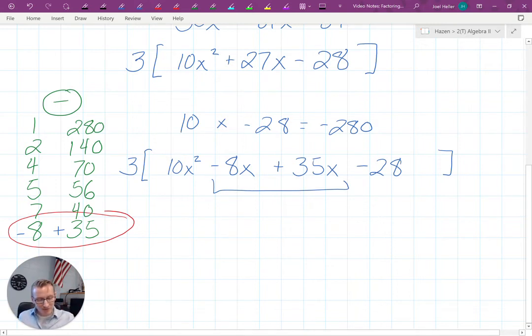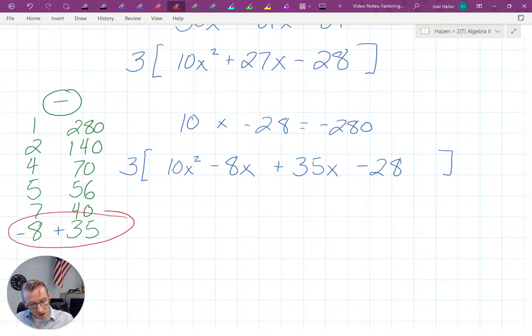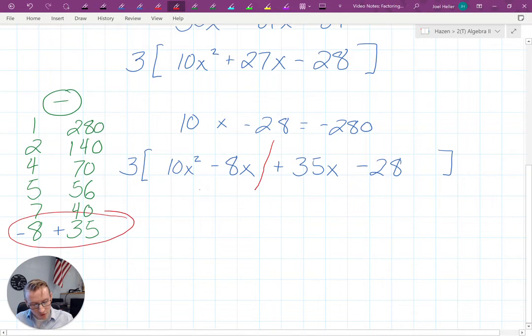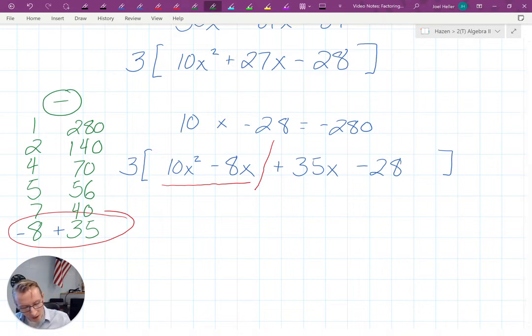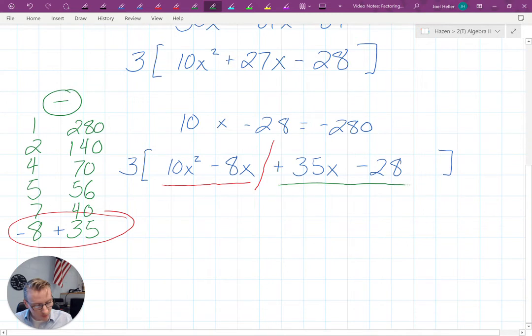Now that I have the expression rewritten, the next thing I want to do is where the factoring by grouping comes in. I'm just going to consider the first two terms, those right there, and look for the greatest common factor between those two terms. Then I'm going to look for the greatest common factor between the other two terms separately.